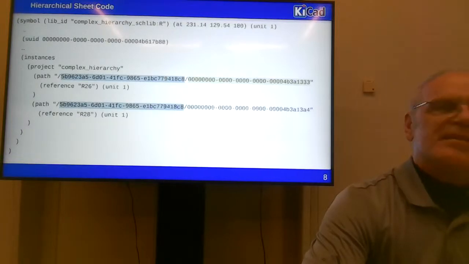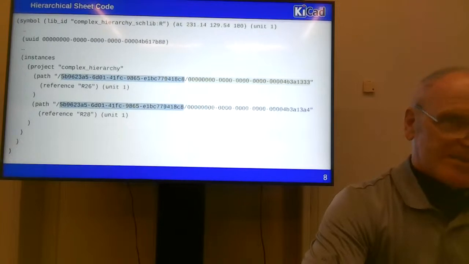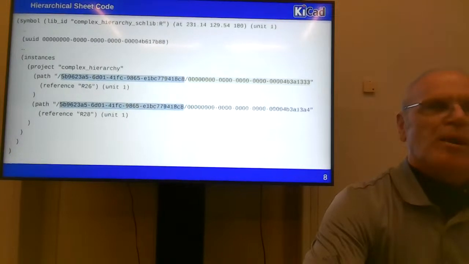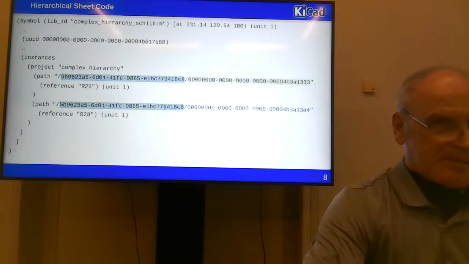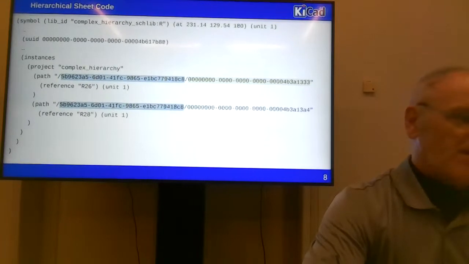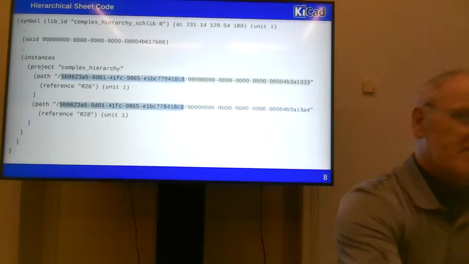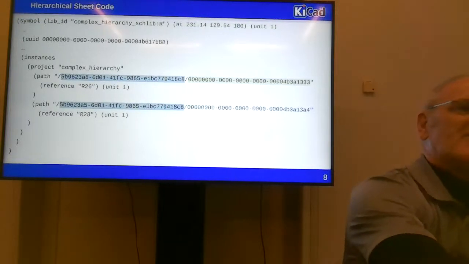That's the top instance, right? That's the instance of that symbol in that sheet. And then you notice it has a reference designator of R26 and unit number 1. So in the other sheet, that reference is R28, unit 1. So when I leave the first one, the sheet will be R26.